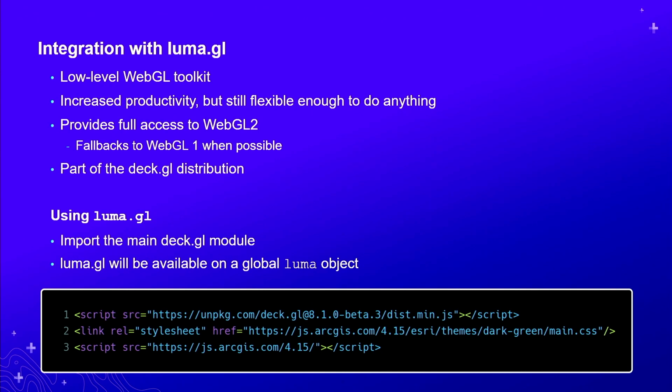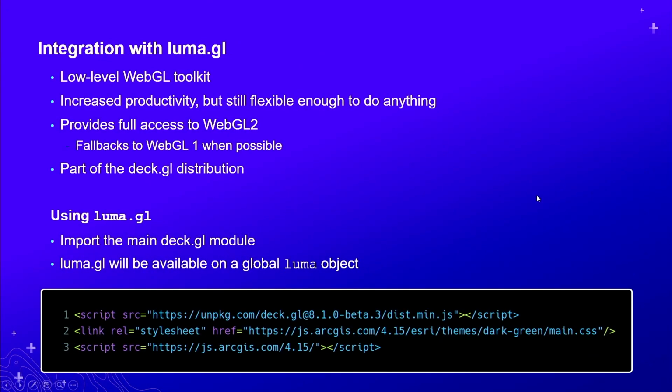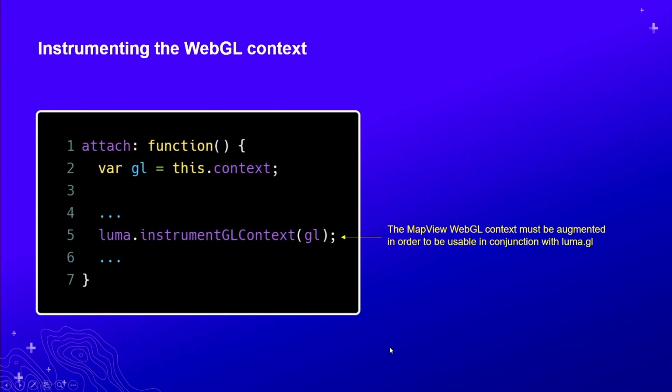So you can import the deck.gl main module, and the Luma toolkit will be available on the global luma object. And then you can also import the JS API as usual, and you can start building custom layer views using luma.gl. The first thing that you probably will want to do, in the attach method of your custom layer view, is call luma.instrumentGLContext(gl). This polyfills the GL context of the map view so that it can be used with Luma methods and classes.